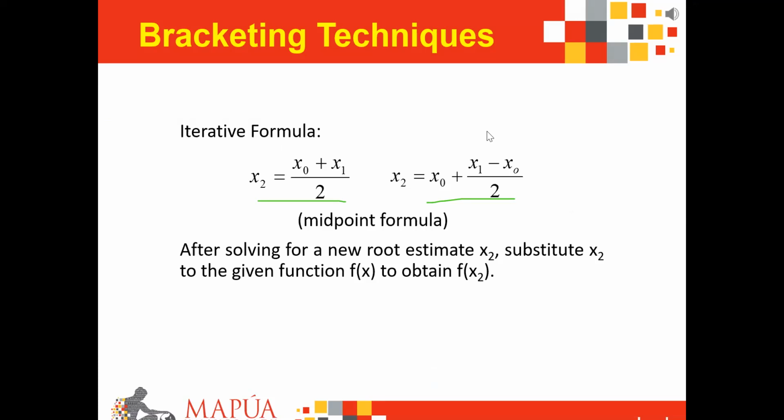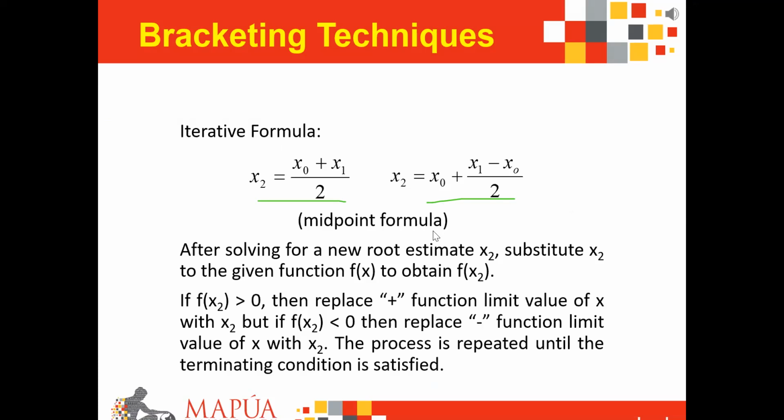After solving the root estimate x2, we then substitute x2 into your function in order to obtain f(x2). If f(x2) is not equal to 0, then we will replace one of its bracket values. If f(x2) turns out to be greater than 0, then we replace the positive function limit value of x with x2. But if f(x2) turns out to be less than 0, then we will replace the negative function limit value of x with x2. And then the process is repeated until the terminating condition is satisfied.